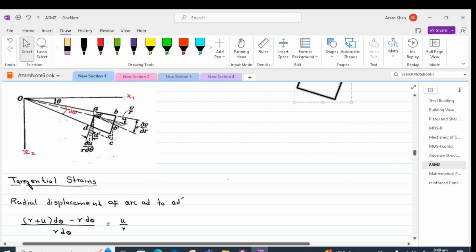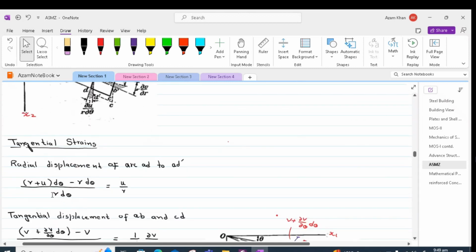So we have this AD and that has moved to AD prime. We have a new length of this arc which is (r plus u) d theta, and we subtract from it the original length which is AD, and that is r d theta, and we divide it by the original length which is r d theta. That gives us the term u by r. This is the radial strain component in the overall tangential strain of the element.